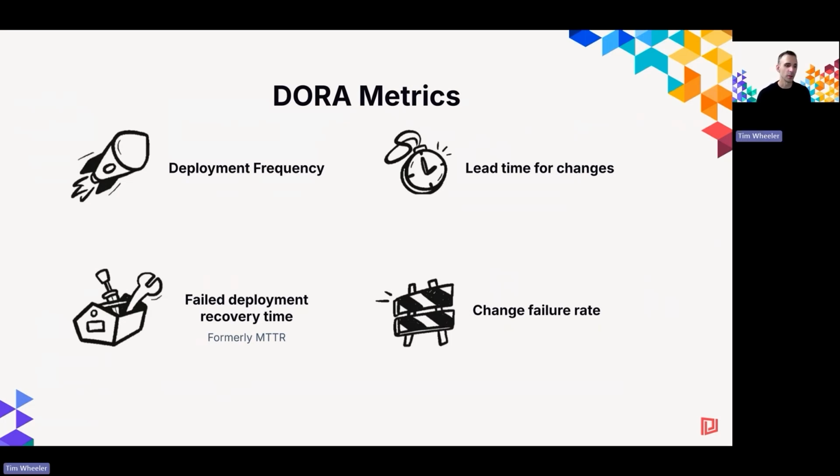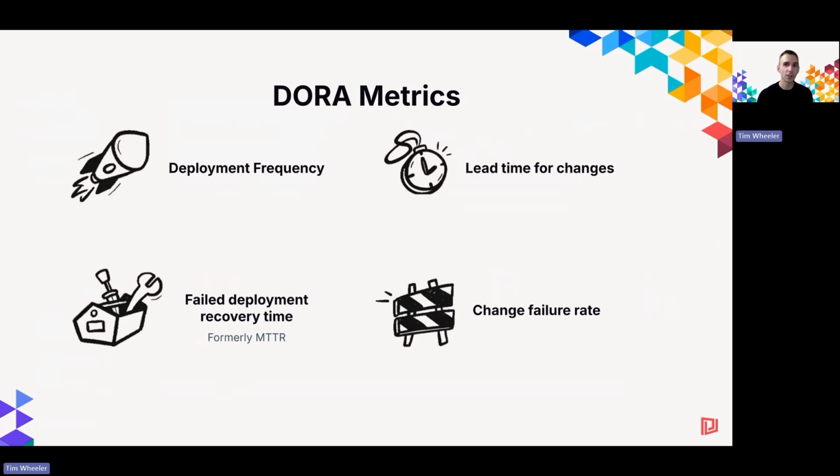Thirdly, we have failed deployment recovery time. So this is the amount of time it takes, on average, to recover from something you've deployed to production that has caused either an outage or a very severe bug or incident. And yeah, the amount of time it takes for your team to recover that situation. So if your strategy is to always roll back, it will be roughly the average time it takes for you to roll back that deployment.